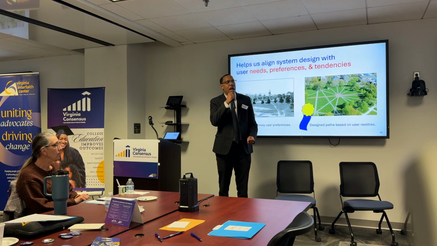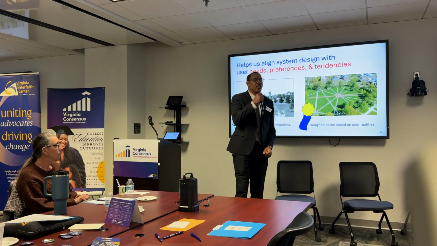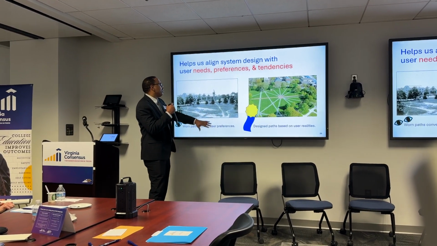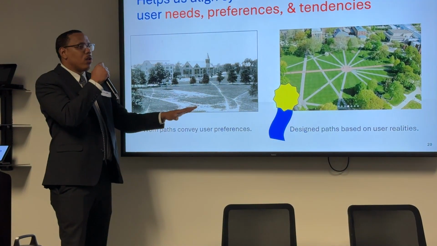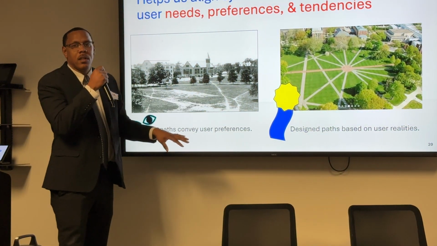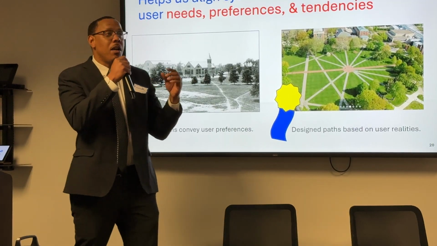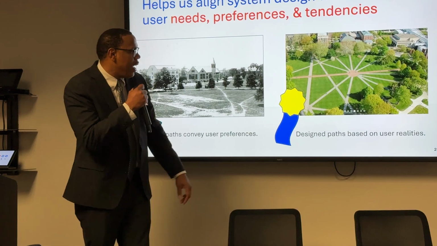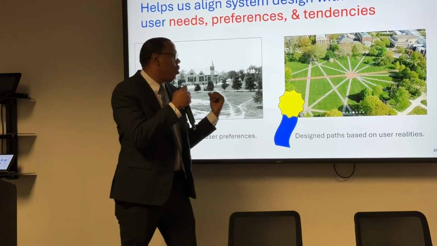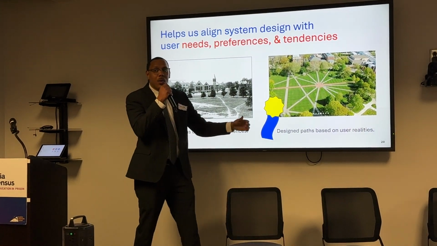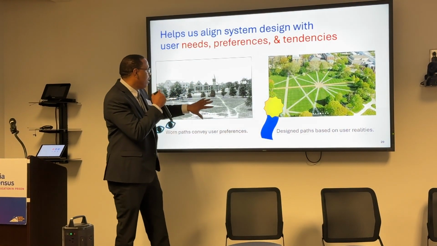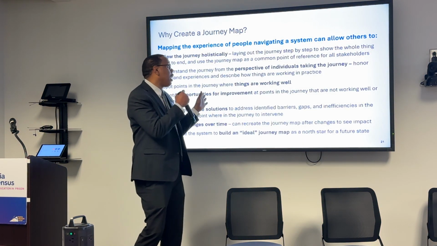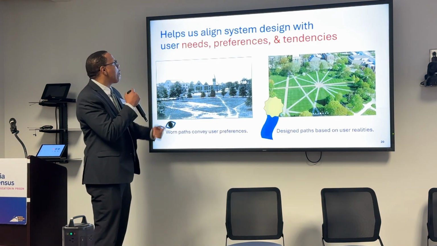Well, the journey map helps us align system design with user needs. I like this illustration. What we see here is when everybody had an opportunity to walk which way, you see a worn path. And worn paths convey user preferences or tendencies. Design paths are based on these very realities. So now we have a much more efficient way to get from point A to point B. And this was done by analyzing those pathways.